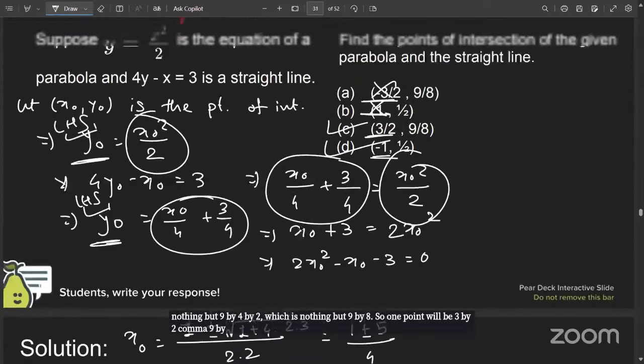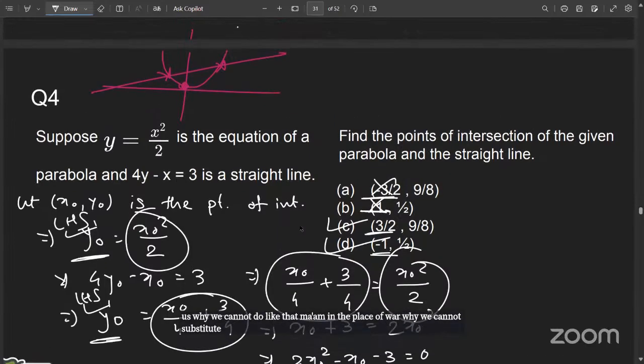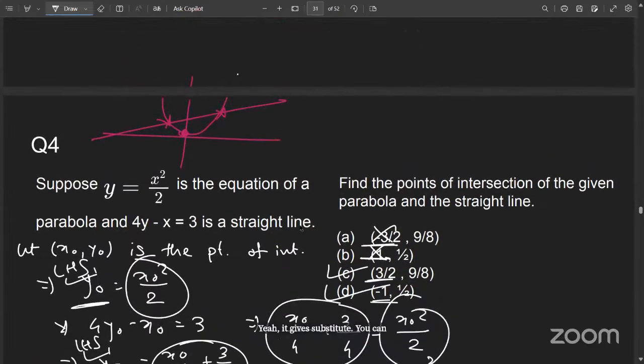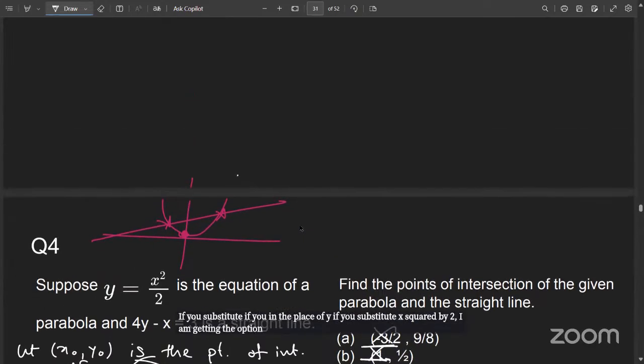Then you can calculate. In the given equation, there is a straight line. If we substitute in the place of y... We cannot do that, ma'am. In the place of 4y, we cannot substitute. Yeah, you can substitute. If you substitute x square by 2 in the place of y, I'm getting the option. I think you'll get the same.